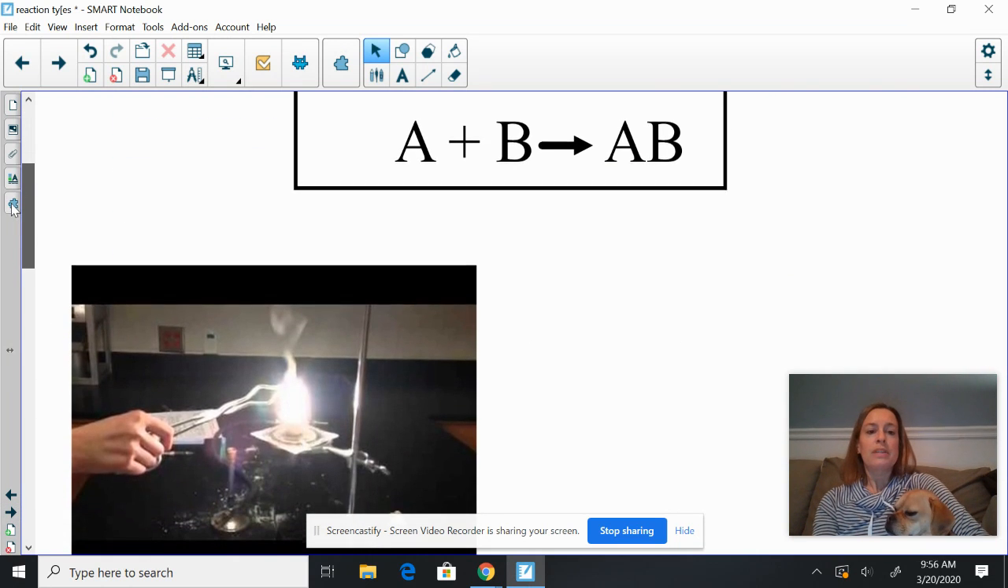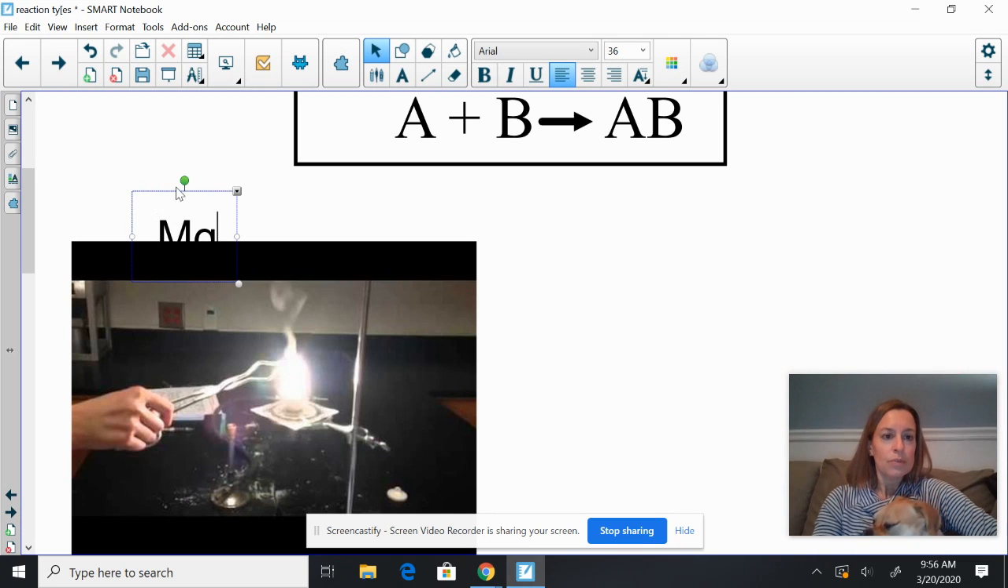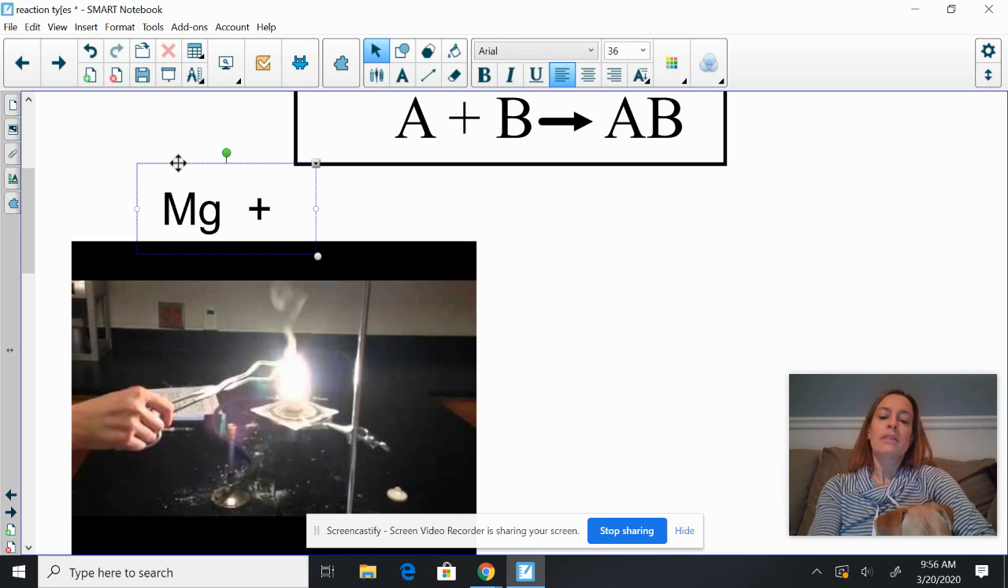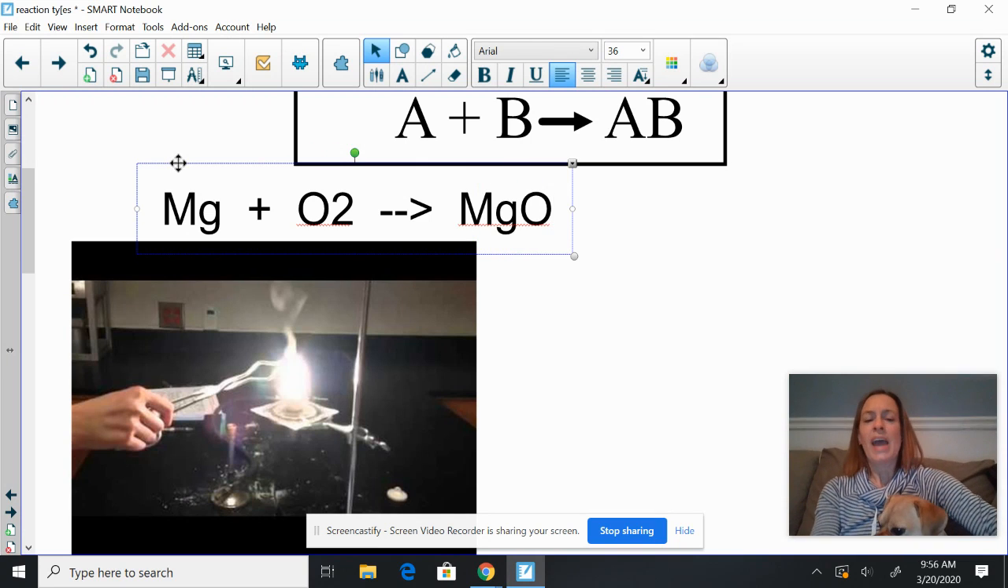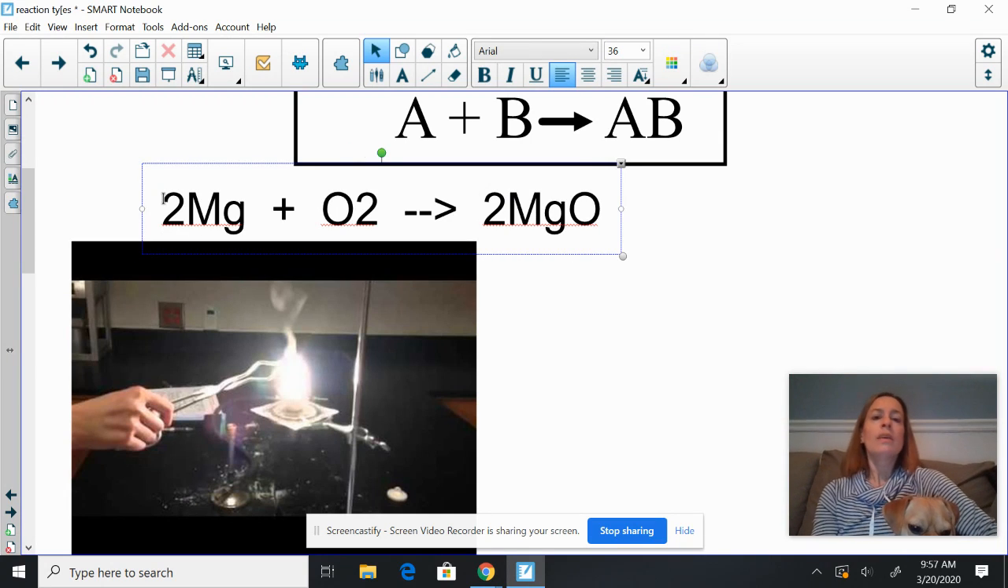A good example of this, something we did in lab, is when we took a piece of solid magnesium, and we burned it. And when we burned it, it combined with the oxygen in the air to make a solid white kind of ashy substance, and that was magnesium oxide. Just go back and balance it. So you should be able to recognize a synthesis reaction when you see it.